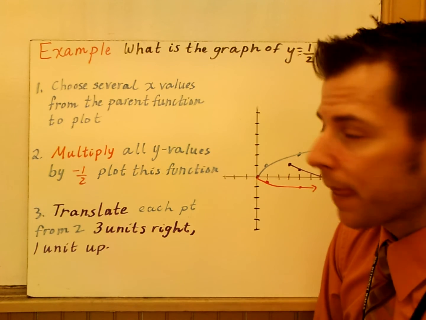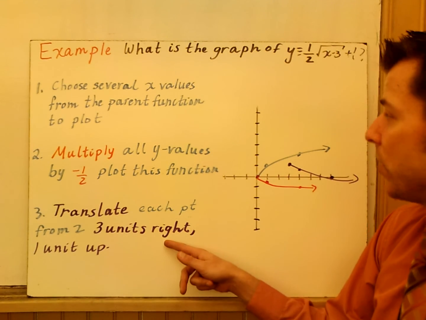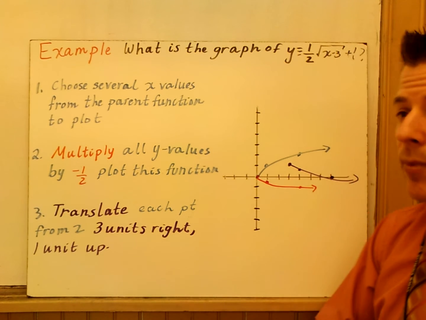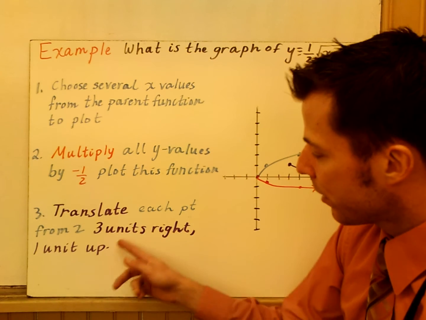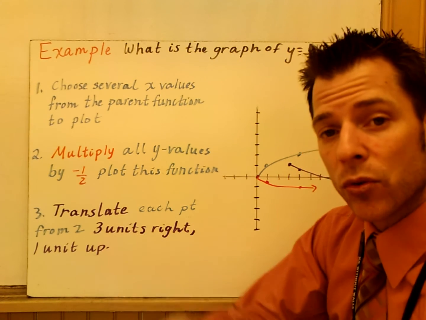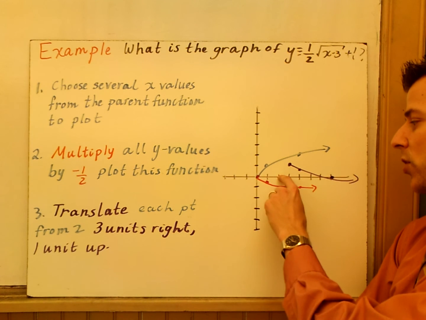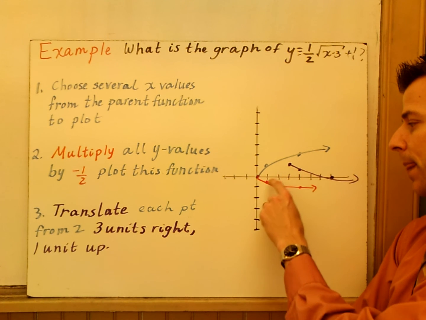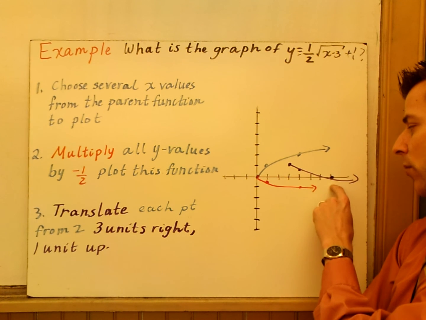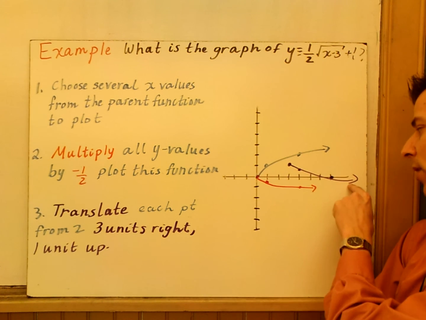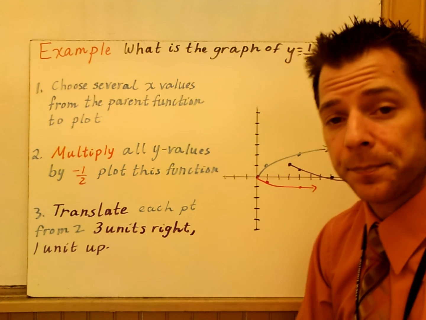That's not my answer, because now I have to apply the translation. I have to move this function 3 units right and 1 unit up. It's 3 units right because I'm subtracting 3. K is positive, so 1 unit up. So the red graph now, I'm going to move 3 to the right and 1 up. So you go 1, 2, 3, 1 up. 1, 2, 3, 1 up. Last point, 1, 2, 3, 1 up, and my purple graph is the answer. So that is what this graph looks like.